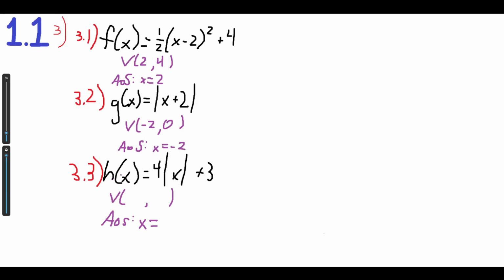Last one. h of x equals 4 times the absolute value of x plus 3. Right away, I'm seeing a vertical stretch of 4 and no h value. However, I do see a k value of plus 3. So our vertex will be at (0, 3), where the axis of symmetry is at x equals 0. Oh, I forgot to mention the family. Number 3.1 is a quadratic. Number 3.2 is an absolute value, and so is 3.3.